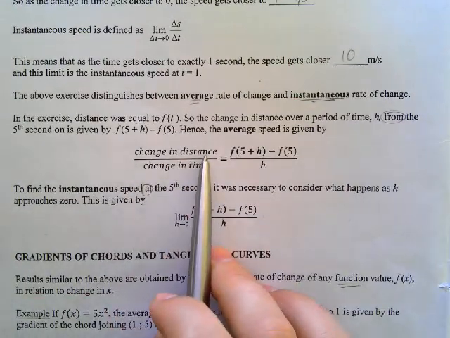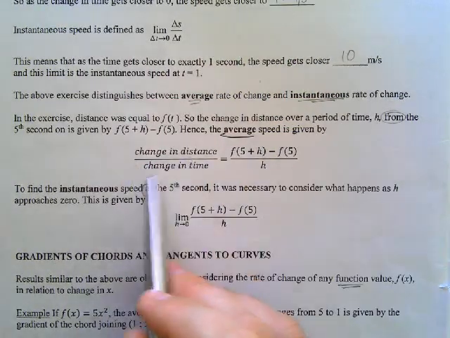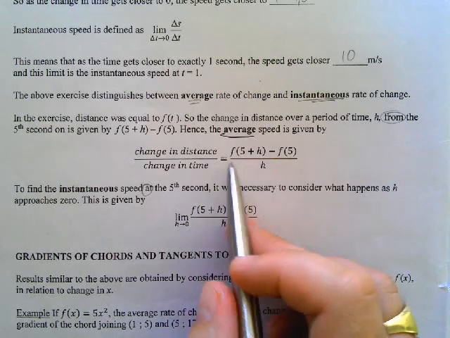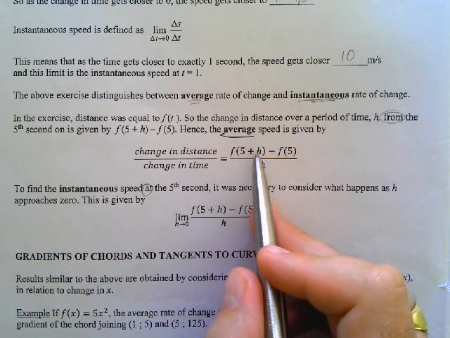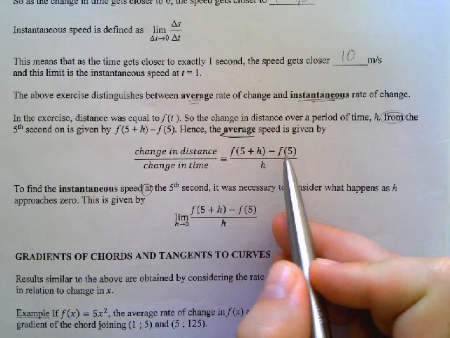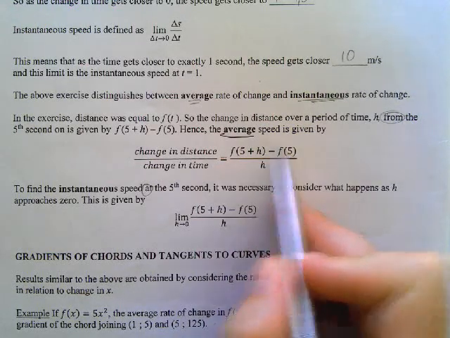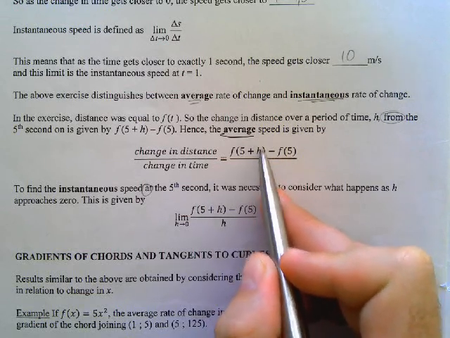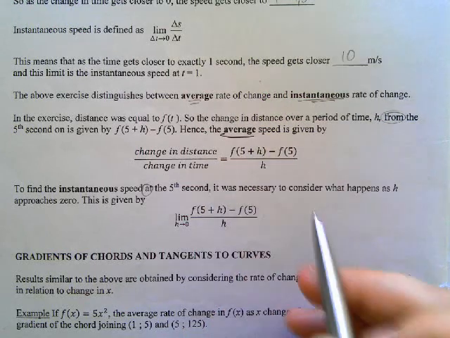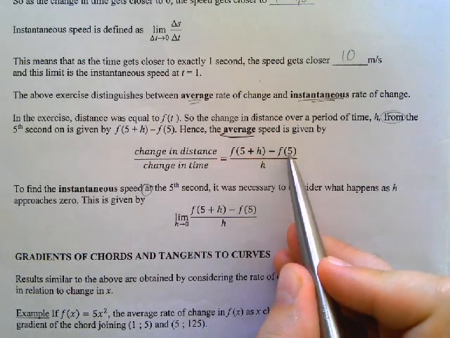The change in distance, this is here, hence the average speed is given by the change in distance over the change in time. Great, that's what we worked out on the previous page. So f of 5 plus h minus f of 5 talks about the, if your original f of 5 is your time after 5, 5 plus h means a little bit further on from your 5 position, just a little h away, over h being the change in time, the little bit away from 5.